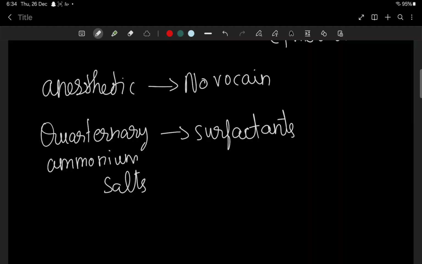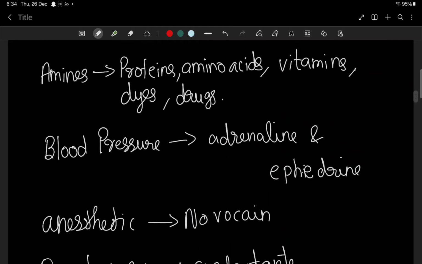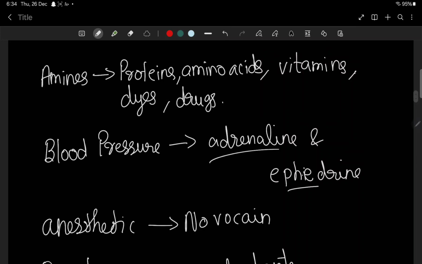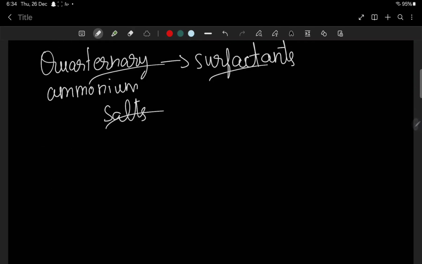Okay. These are some important compounds containing amine. Blood pressure increasing adrenaline and ephedrine both contain amines, and the anesthetic Novocaine contains amine, and quaternary ammonium salt acts as a surfactant. This is about it. Now we are going to the first part of the chapter, that is amine.